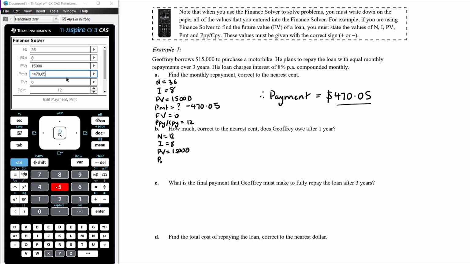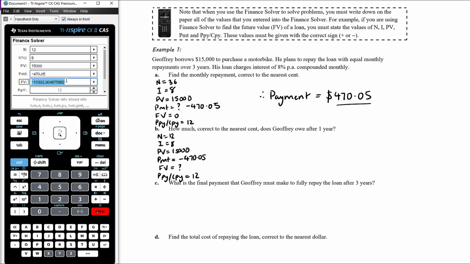He's now making the payments. So in payment, it's going to be negative 470.05, okay? This time we want to know what is the future value after those 12 payments. Payments per year and compounds per year, still 12. Okay, so now I'm going to leave my payment number in the cell. I'm going to go up and adjust the N value to be 12. Everything else is okay, and then we're going to click on future value.